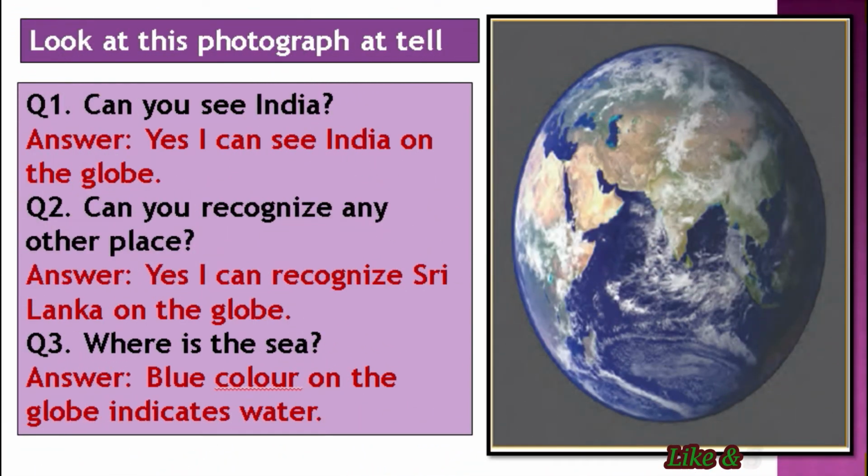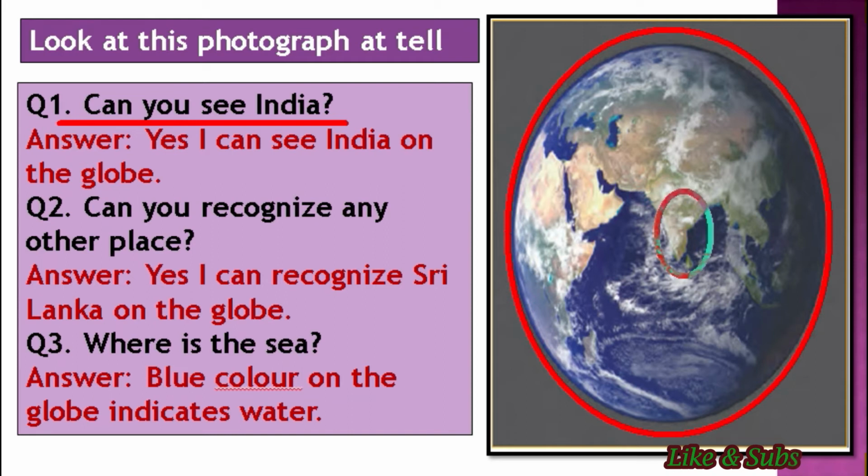Now students, here are some questions related to this image. You have to clearly observe this image and then answer these questions. Question number 1 is, can you see India? Students, yes, we can easily see India on the globe, as you can see here. This one is India.